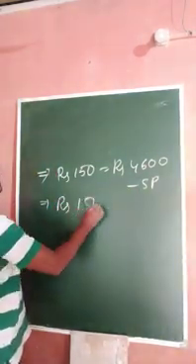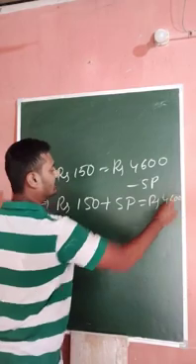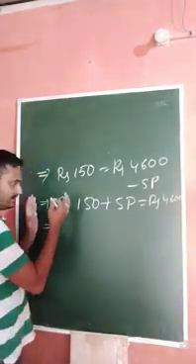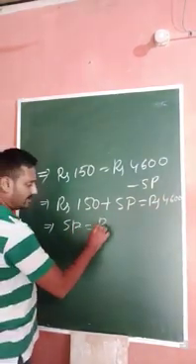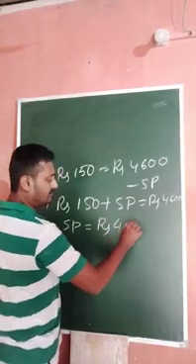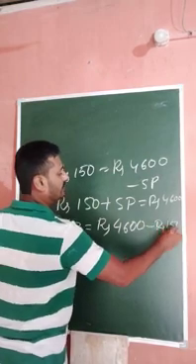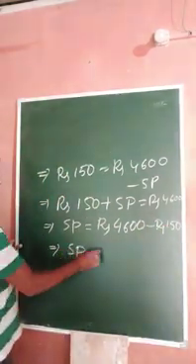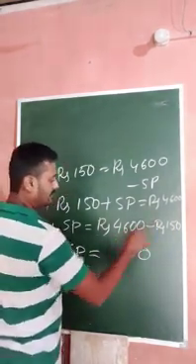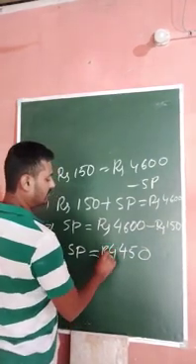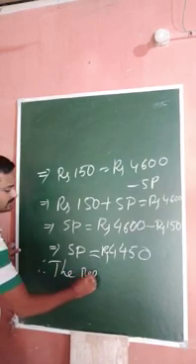So rupees 150 plus SP equal to rupees 4600. We have to find SP, so that is why this rupees 150 we have to take to the right hand side. So SP equal to rupees 4600, and this one is positive here, when it goes to that side it becomes negative. So 150 you have to subtract. So SP equal to what? 0 minus 0, 0. 10 minus 5, 5. 5 minus 1, 4. And this one is 4. So rupees 4450.